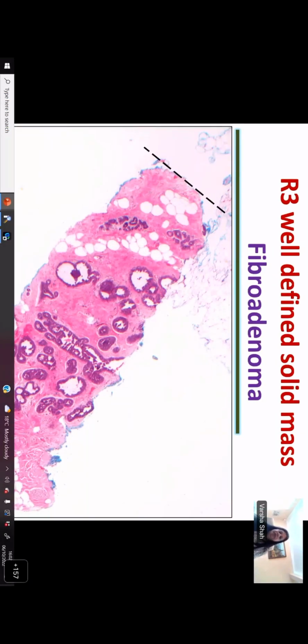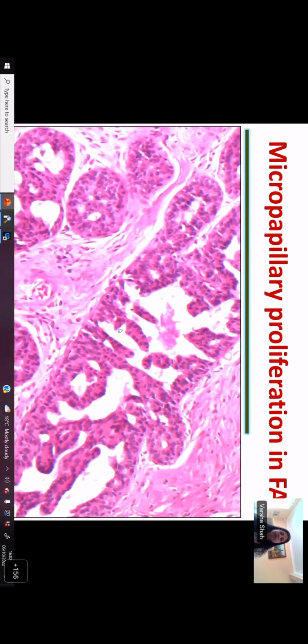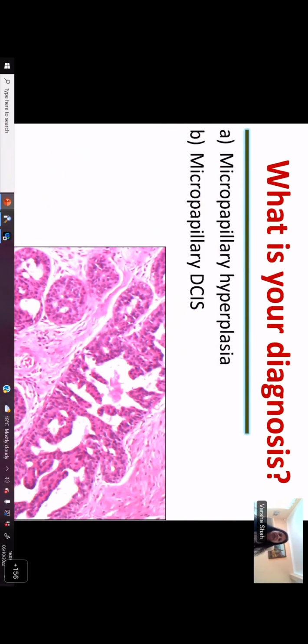So this is another R3 well-defined solid mass. Again, we have an interface. There is a solid mass here, which looks like a fibroadenoma in other cores, and then there is some proliferation going on here. So let's look at this proliferation. There's micropapillary proliferation in fibroadenoma. So is this micropapillary hyperplasia, or is it micropapillary DCIS?